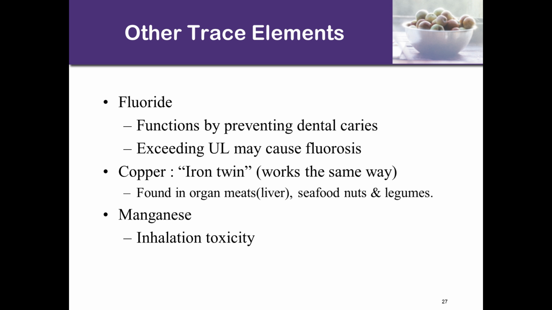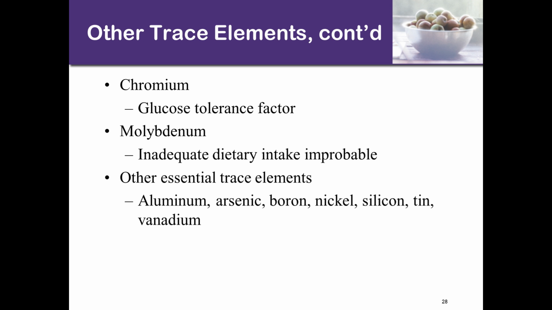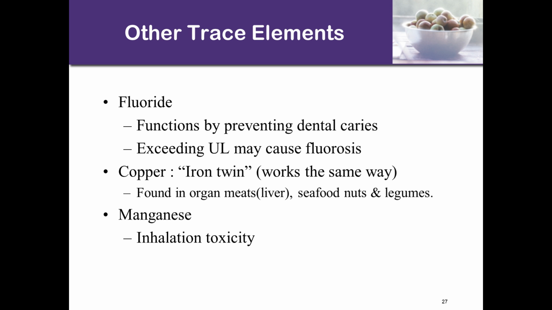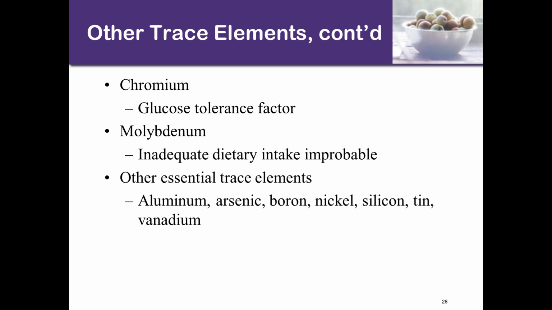Manganese has inhalation toxicity, and manganese also acts as a cofactor during the process of transcription. They act as a cofactor, right? Next is chromium. They act as glucose tolerance factor. Molybdenum: inadequate dietary intake is improbable. Other essential trace elements are aluminium, arsenic, boron, nickel, silicon, tin, and vanadium. These are other essential trace elements, meaning they are required but in lesser amounts, right?